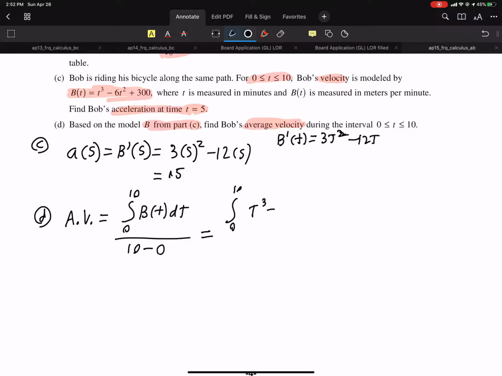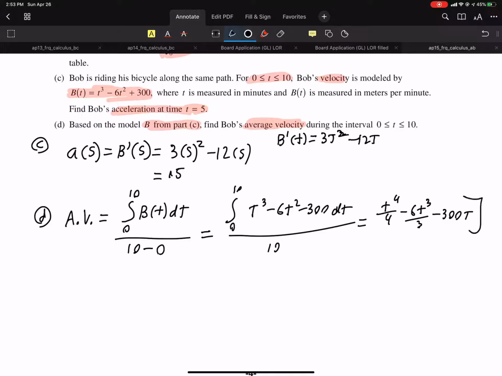T cubed. All right, all over 10. Don't forget the 10. So antiderivatives, t fourth over 4, 6t cubed over 3, minus 300t. That's from 0 to 10, all over 10. Now plug in 10 and plug in 0. Do not simplify, please. I beg of you, do not. Even at 6 over 3, I wouldn't simplify that. You might do something dumb.